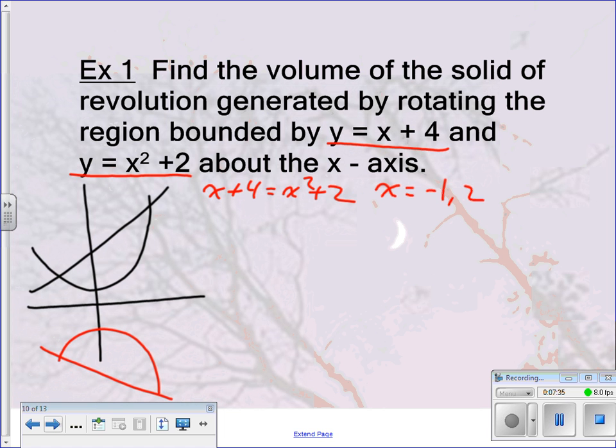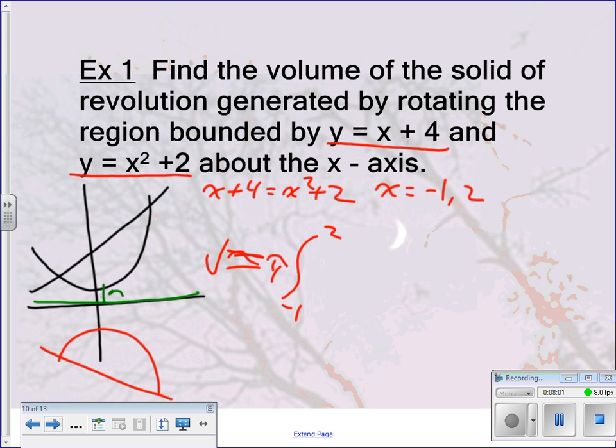So our volume equals pi times the integral from -1 to 2. And then you've got to figure out 2 things, big R and little r. Where's our axis of rotation? Our axis of rotation is the x-axis. That's what it's spinning around. I always like to emphasize that line.